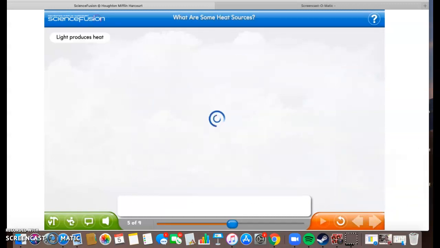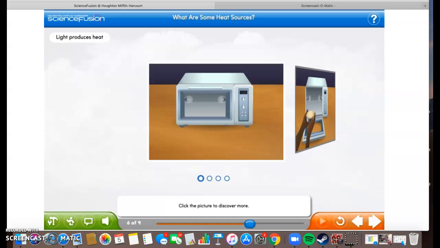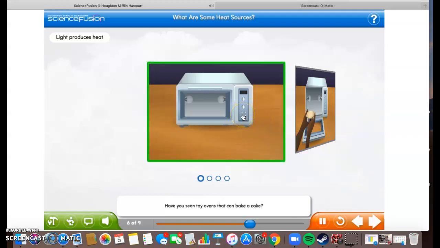Cool. How can we use objects that give off light to bake a cake, of course? Click the picture to discover more. Have you seen toy ovens that can bake a cake? They use a light bulb to do the job. How is that possible?